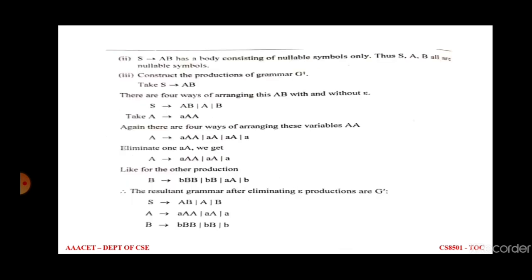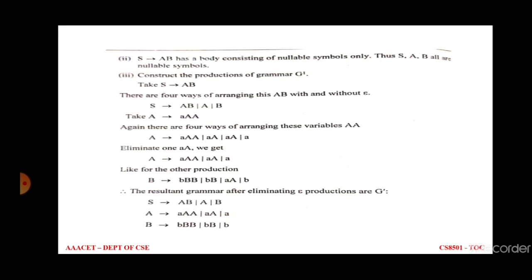Again we can substitute epsilon for one B in small b, capital B, capital B. So we get small b, capital B. After that we can substitute epsilon for both capital B. Then we get only the single small letter b. So this is the resultant grammar after eliminating the epsilon production.